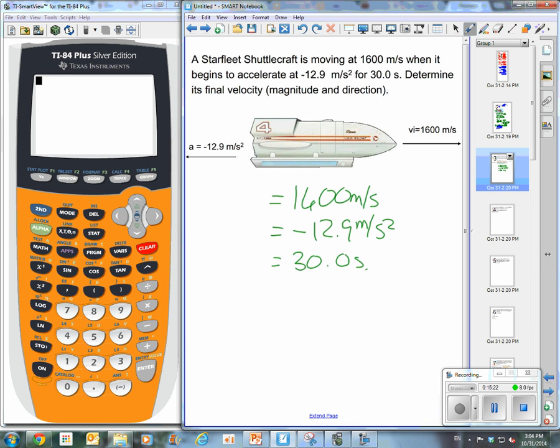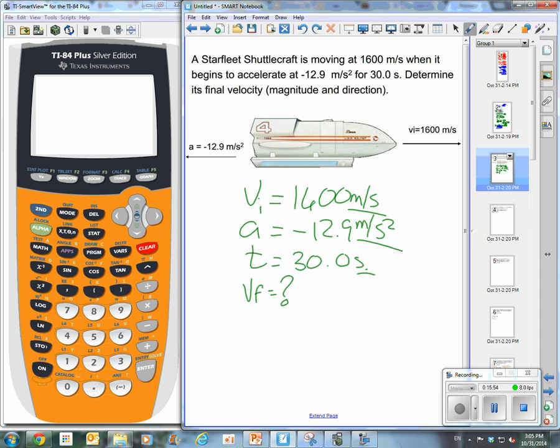All right, so I have these three values. Now I'm going to look at what the units are telling me is associated with each value. Meters per second, that's a velocity. Meters per second squared, that's an acceleration. Seconds, that's a time. Now I'm going to ask myself, what is the question asking me for? It says determine its final velocity. Well, this must be its initial velocity, so the question is asking me for the final velocity.